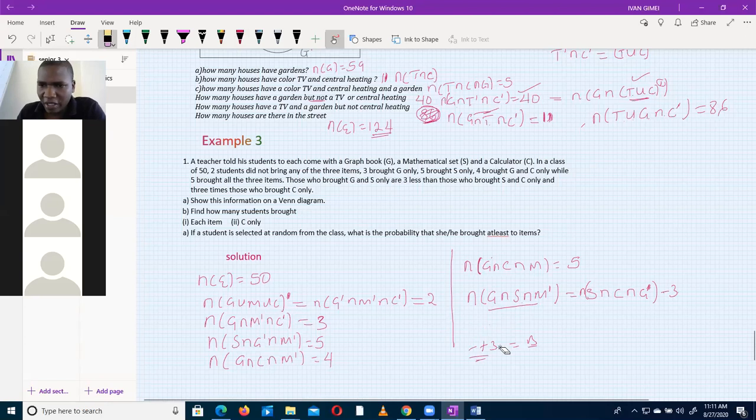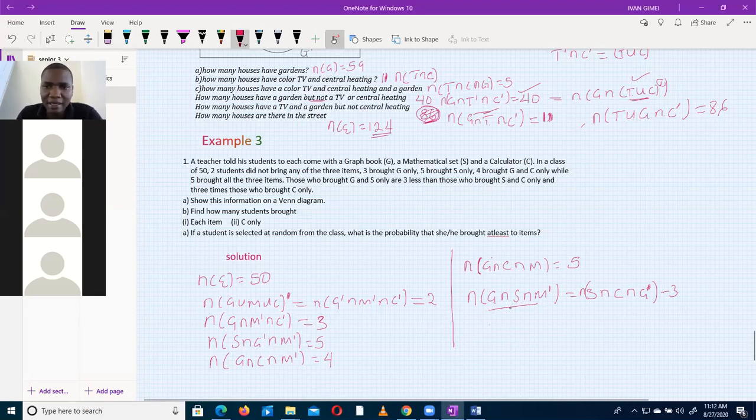So the statement is still continuing. They are saying, and 3 times those who brought C only. They're saying G and S only is 3 less than this one, but it is also 3 times those who brought C only. So how do you write that? Can somebody tell us? We're trying to interpret this question.